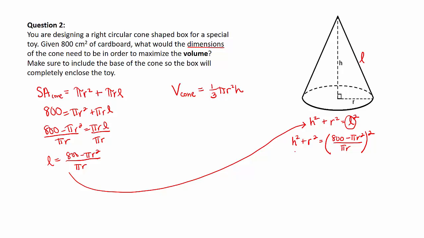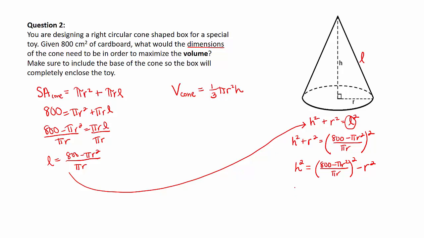Okay, back to the big plan. Remember that we need to take this and solve it for either h or r. I'm going to go for h and then substitute it in here. So I want to get h by itself. So I'm going to do h squared equals this big thing squared, and just move that r squared over here, right? That got the h squared by itself.